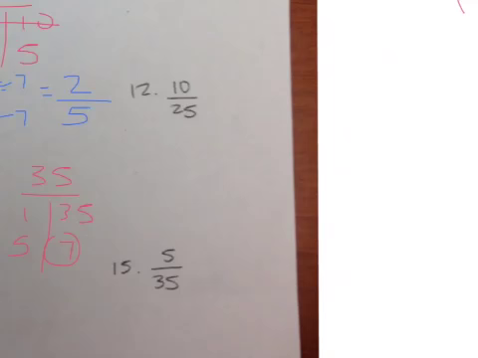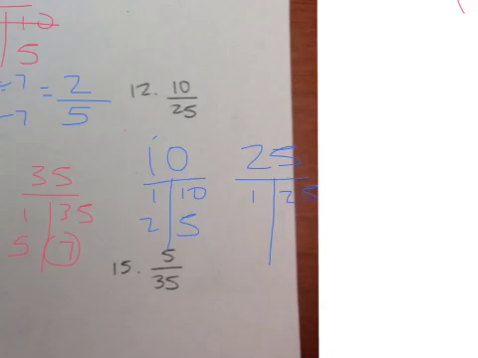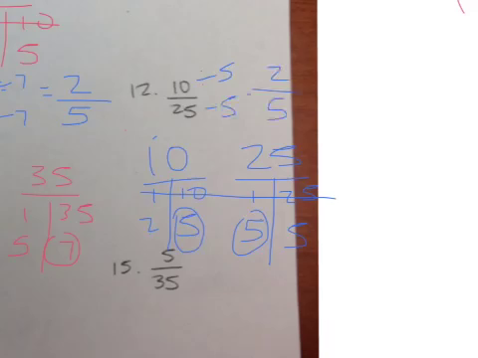10/25. Again, we're going to write 10 and 25. 1 and 10, 2 times 5, and 5 times 5 equals 25. Again, remember to use your facts. Use those multiplication facts. Our common number here is 5. 10 divided by 5 is 2. 25 divided by 5 is 5.